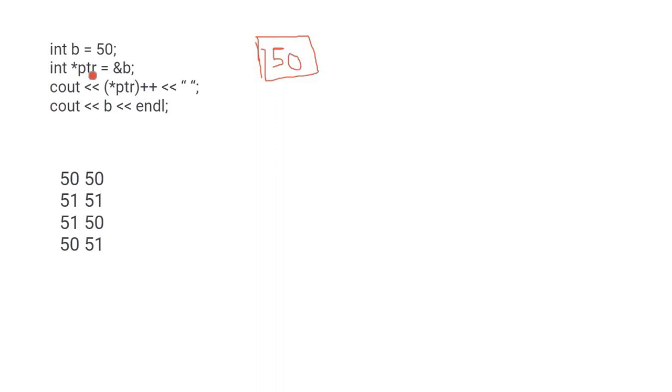So this is 50. Next, we have a pointer ptr. This is variable B. ptr is pointing towards B. It has the address of B inside it, thus ptr is pointing towards variable B.